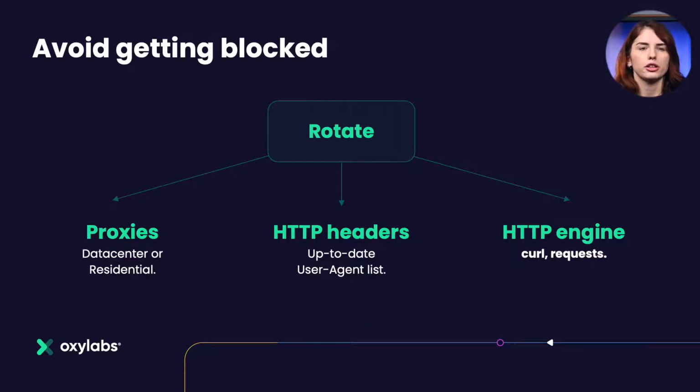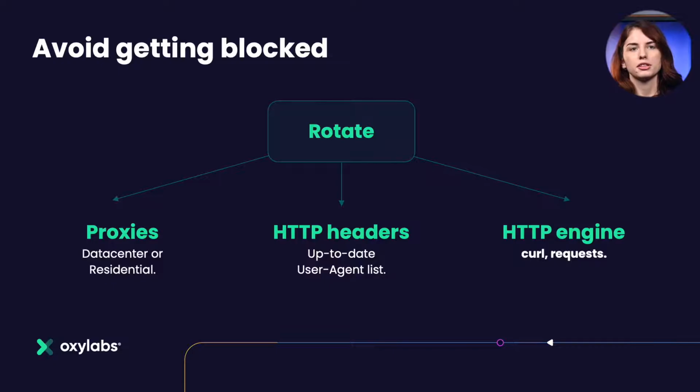So first of all, you should rotate your proxies, because if you send multiple requests with the same IP address, it may seem like a bot-like activity, which may result in the IP address being blocked by the target. In such cases, you should rotate proxies, choosing between data center or residential proxies. However, residential proxies are less likely to get blocked, as they are considered as coming from real users, unlike data center proxies. Then you should rotate your HTTP headers.